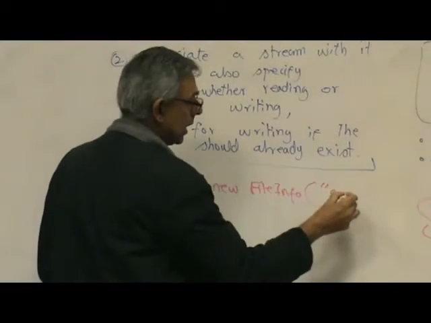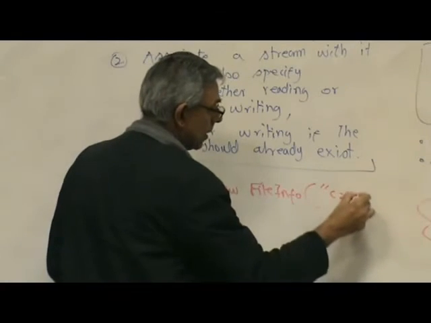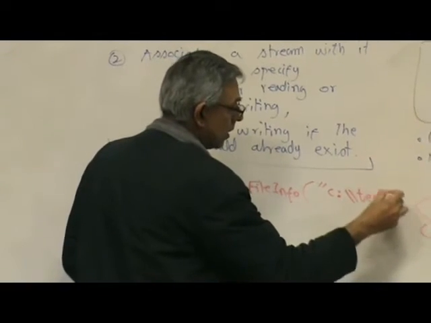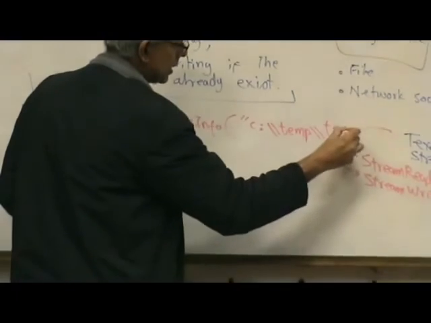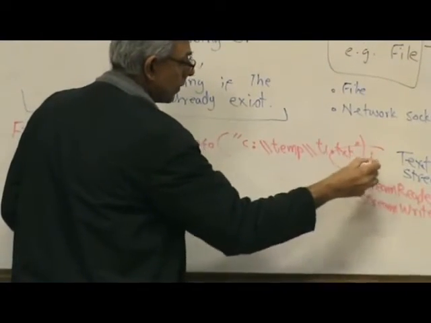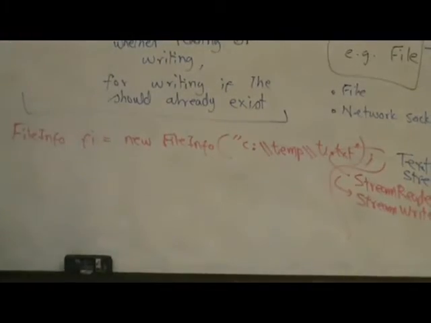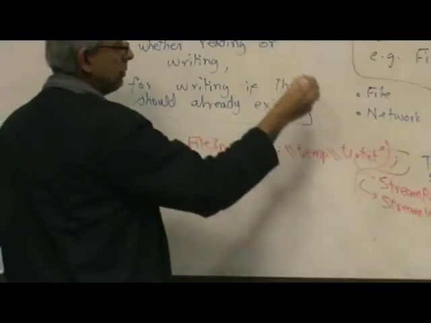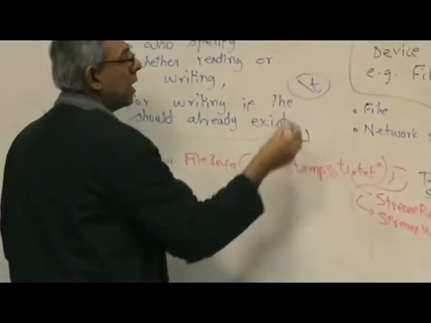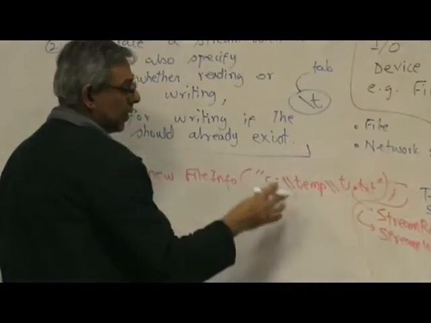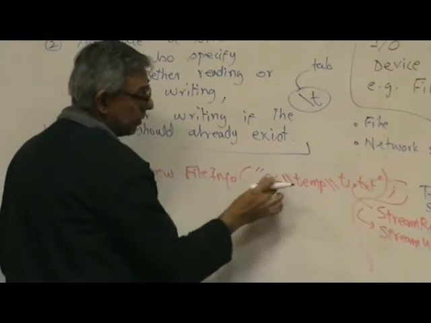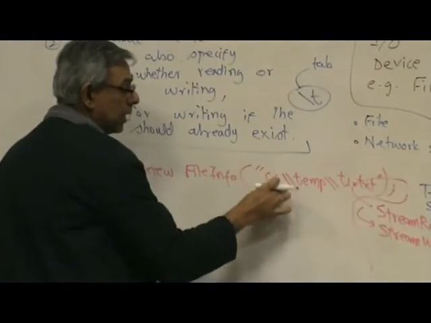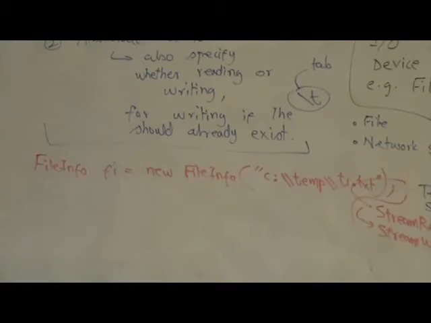For example, let's say c:\\temp, let's say t1.txt. Okay. So notice I'm using 2 backslashes because remember, in a string, if we use 1 backslash, that means the tab, right? So if we literally wanted to say, no, this is not a tab, this is a backslash, then both in Java, C, C++, we use 2 backslashes, okay?